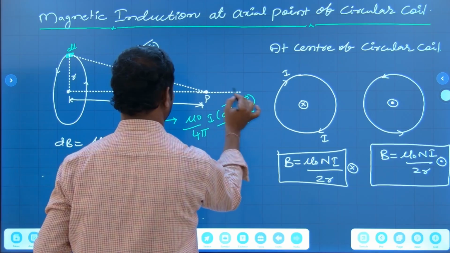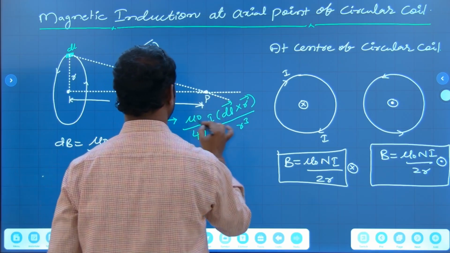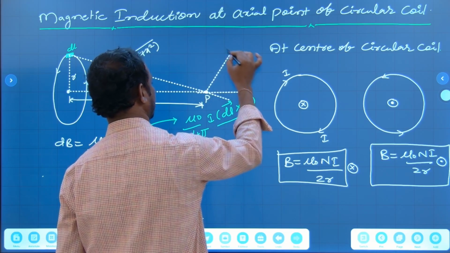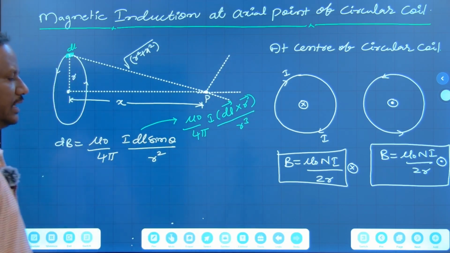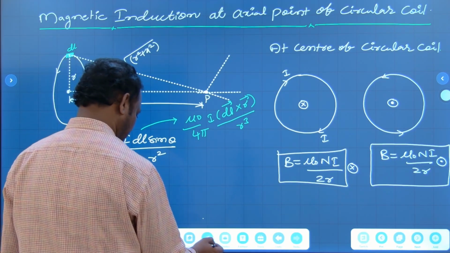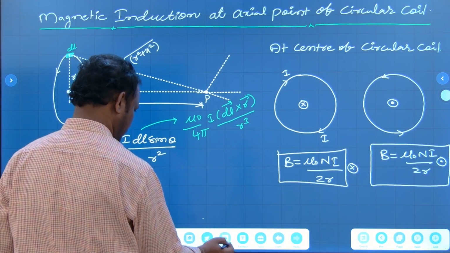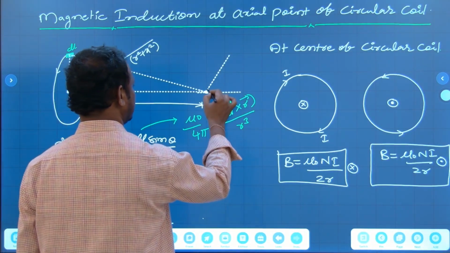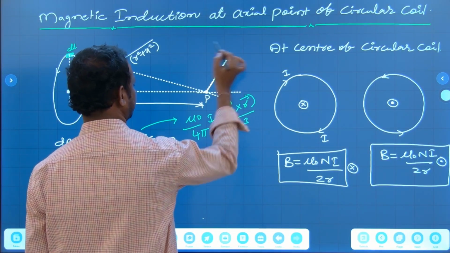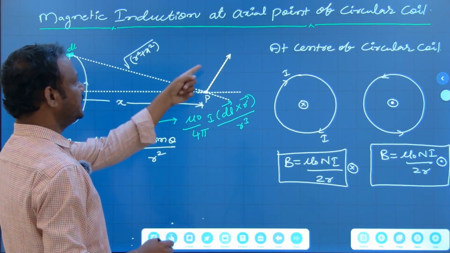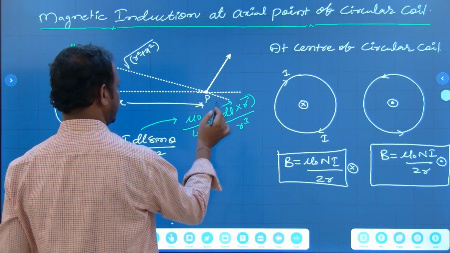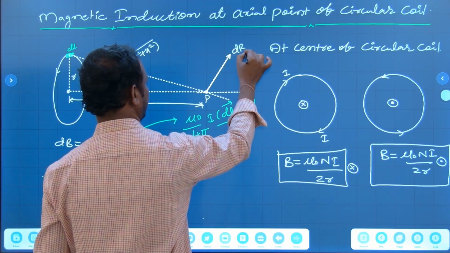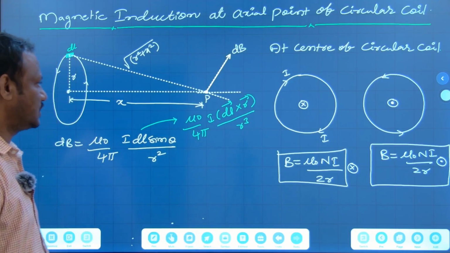Extend, right? Okay, it is perpendicular to this plane. This is the perpendicular. So dB is perpendicular to this. This dB is the direction of the magnetic field.